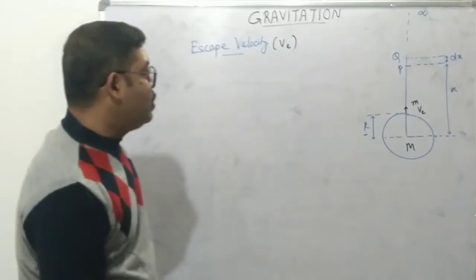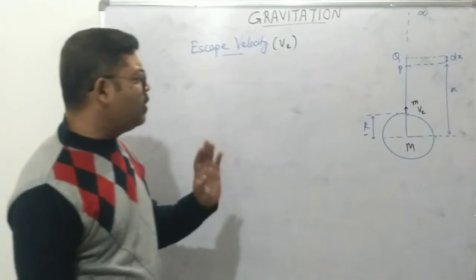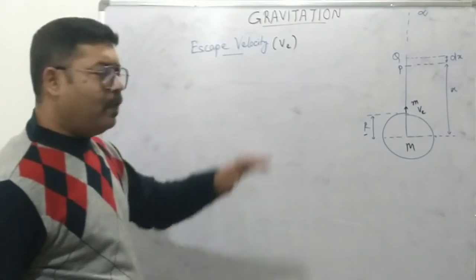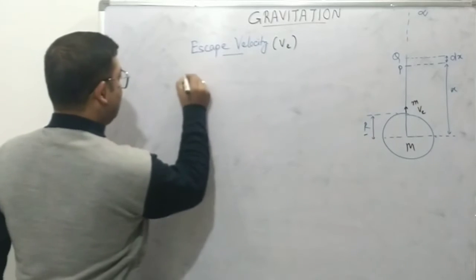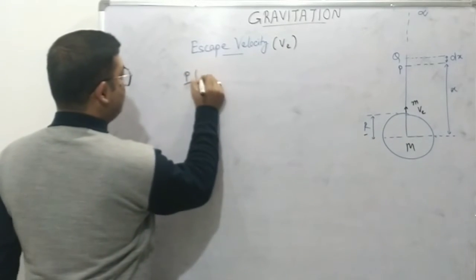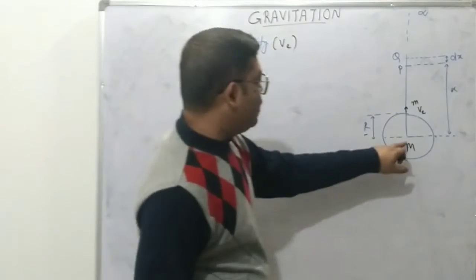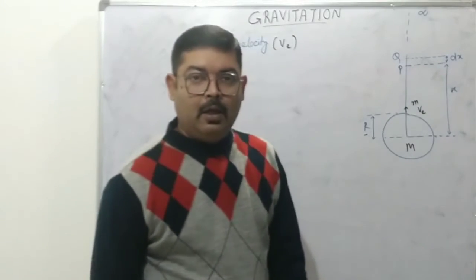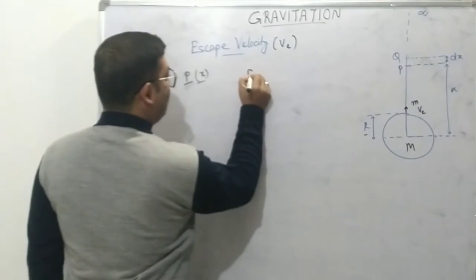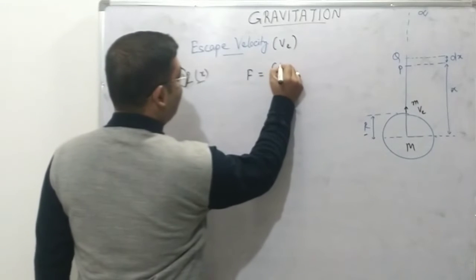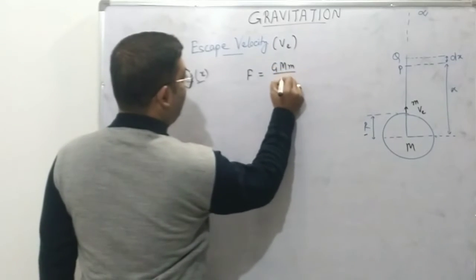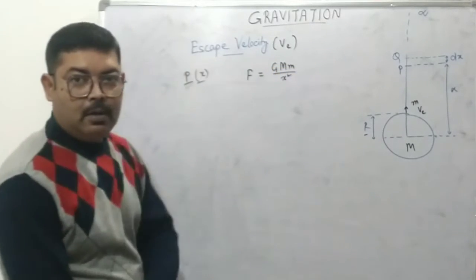So to find this, let us first consider the point P, which is at a distance of x from the center of the planet. At this point there will be a gravitational force of attraction which will be given by G M m by x squared, right?